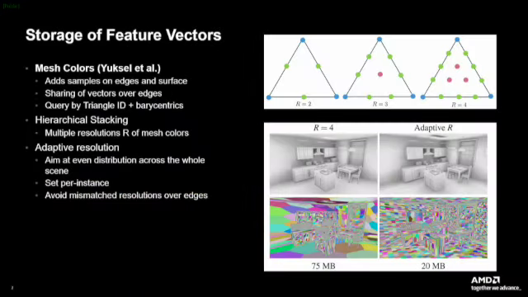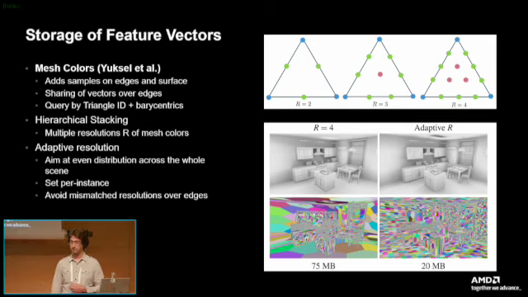So let's now talk about how we store these feature vectors. We use a mesh colors algorithm from Jakub and friends. If you're not familiar with it, it's a very elegant, simple idea. We just want to distribute more samples over the surfaces of triangles and over the edges. And these can be shared, so the encoding is seamless over edges. It is controlled by a parameter called the resolution. We have images of 3 different resolutions. The second smallest one is just adding 1 sample per edge, and then higher ones also add some on the surface.